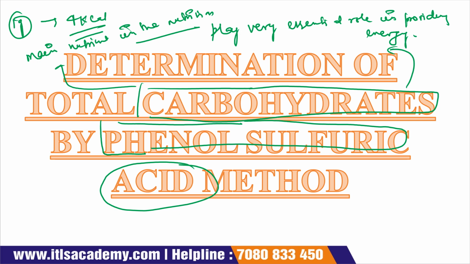See, determination of carbohydrate is basically done in two types. One is qualitative and another one is quantitative. Qualitative means that either the carbohydrates are present or not, and quantitative means that the carbohydrates are present, but we don't know how much carbohydrate is present in a particular food product. So here we are going to define the quantity of carbohydrate present in a food product, and the method that we are going to use is the phenol sulfuric acid method.